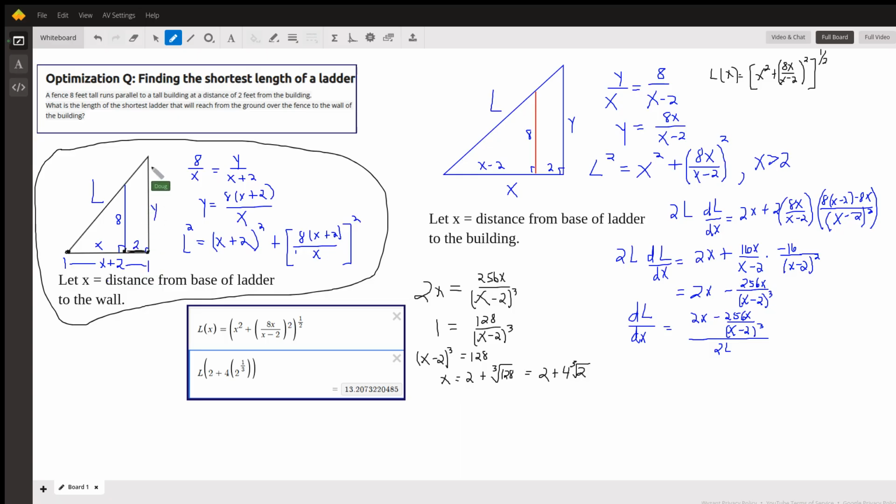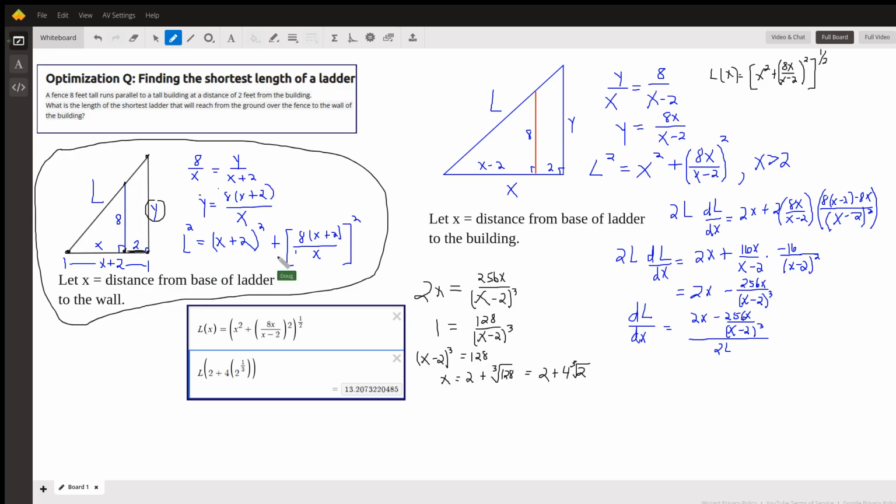And these are similar triangles, the little triangle on the left and the big triangle. So it's true that 8 is to x as y is to x plus 2, where y is where the ladder is going to actually touch the building. And of course, it has to go just over the top of the wall. And so if this is y, 8 times the quantity x plus 2 all over x, then by the Pythagorean theorem, L squared equals (x plus 2) squared plus blah, blah, blah.